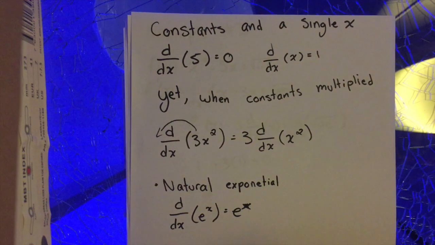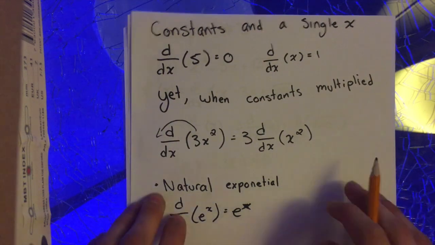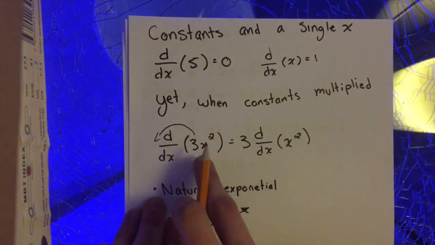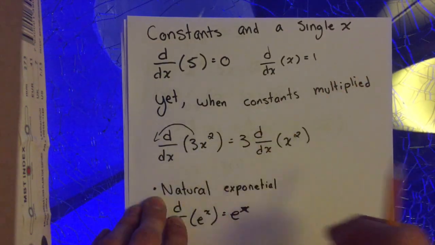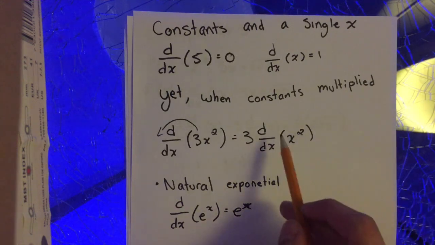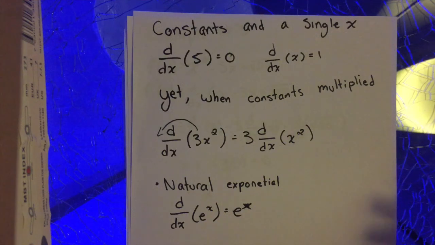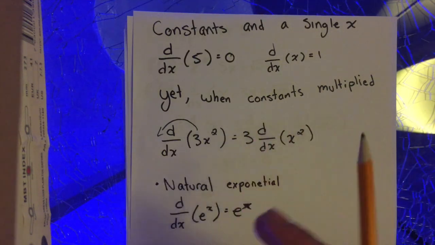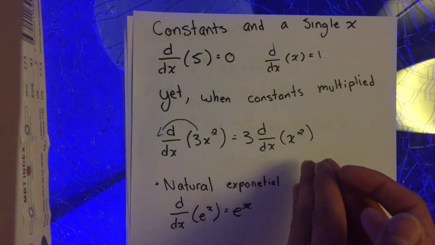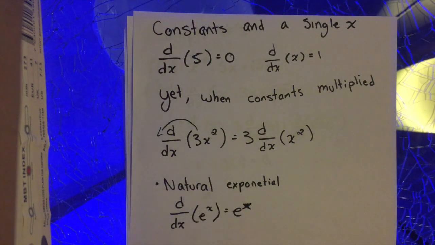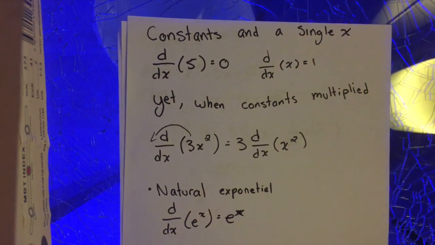Yet we see that this changes when constants are multiplied. For example, we have the function 3x squared. What we have to do here is bring the 3 out of the function, since we're not looking for the derivative of 3, and then that 3 will be multiplied by whatever the derivative of x squared is. Lastly, we have our natural exponential, which says whenever you take the derivative of e^x, you will get e^x. Very simple. All right, let's start cracking some examples.